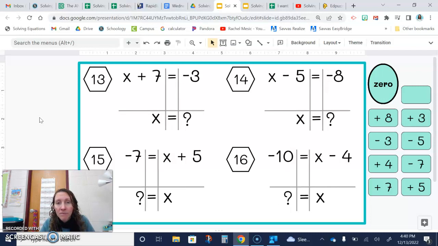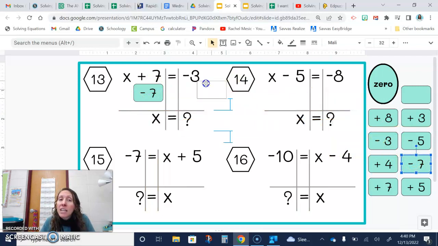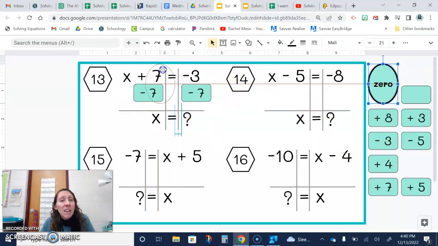I'm going to try to go to my next slide where there's hopefully some negatives. Nope. Here we go. All right, for this one here, number 13, we have X plus 7. The inverse of addition is subtraction, so I'm going to subtract 7, and I'm going to do the same thing on both sides. 7 minus 7 is 0 or nothing, so I don't need that anymore. I'm left with just the X on the left.